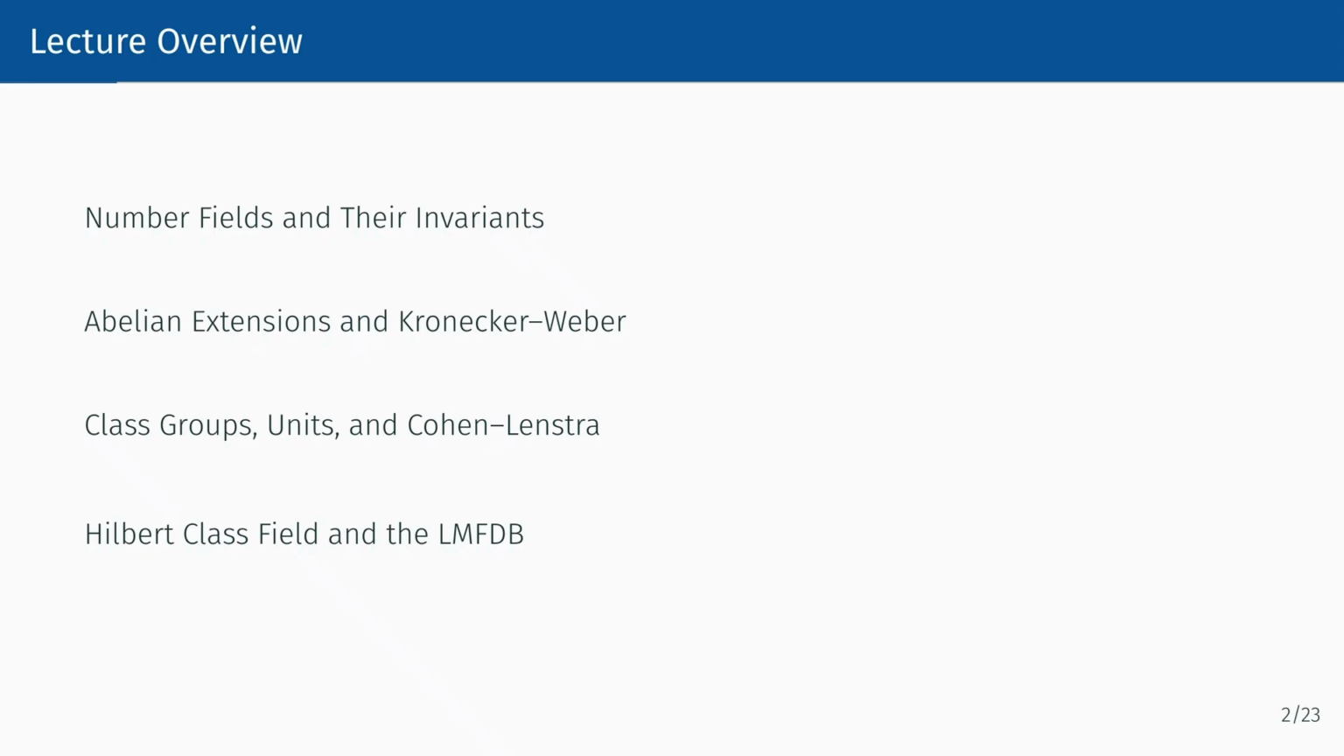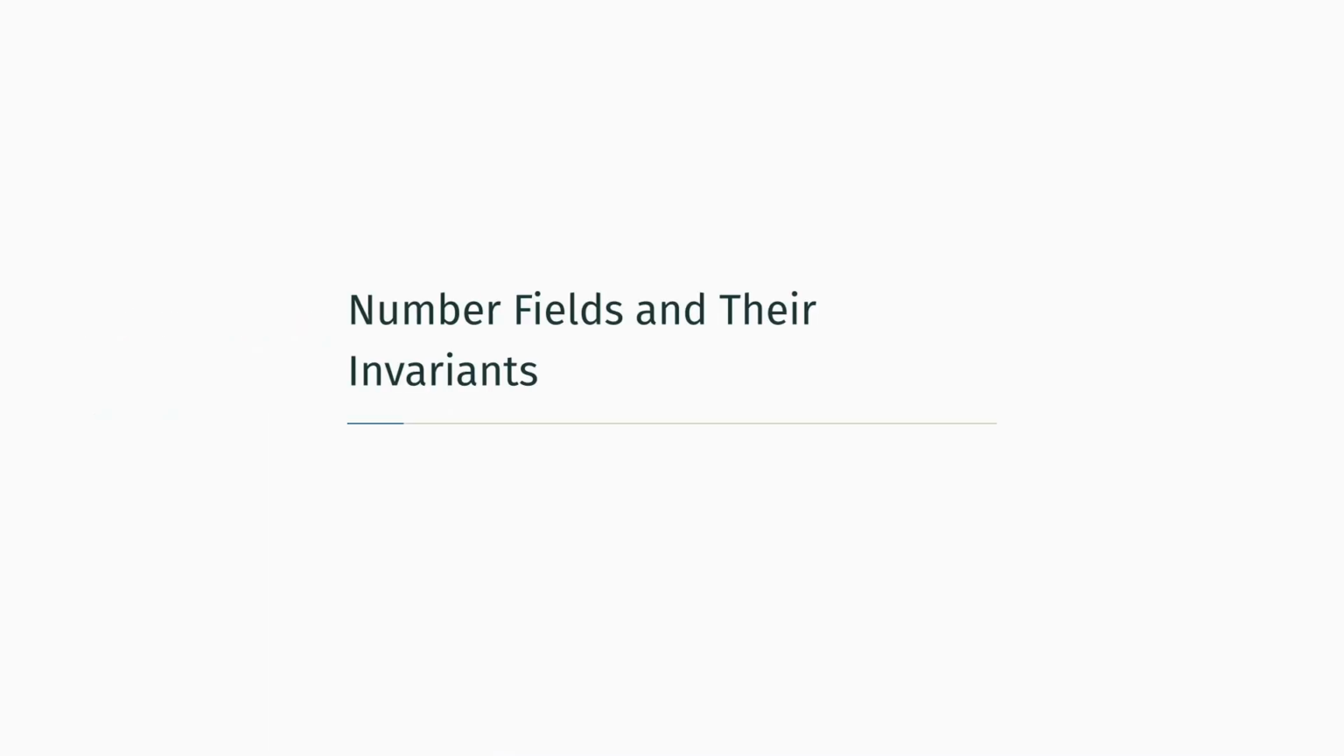So first I'll briefly talk about number fields and their invariants. Some of them will just be a review. And then I'll talk a little bit about abelian extensions and the relation to Kronecker-Weber. And in what's left of the talk, I'll talk about class groups, unit groups, and something called the Cohen-Lenstra heuristics that I'll explain more once we get to, which is an active area of research for which computational tools are very useful. And of course, we'll finish by seeing the LMFDB in action.